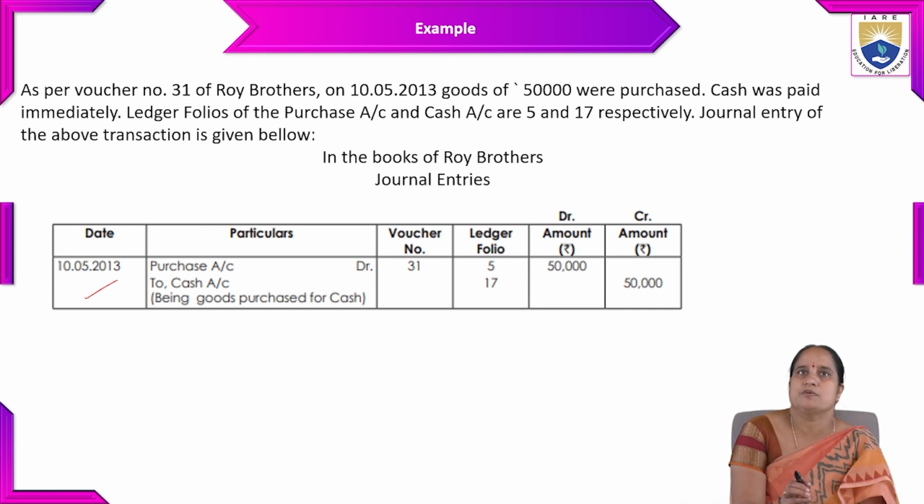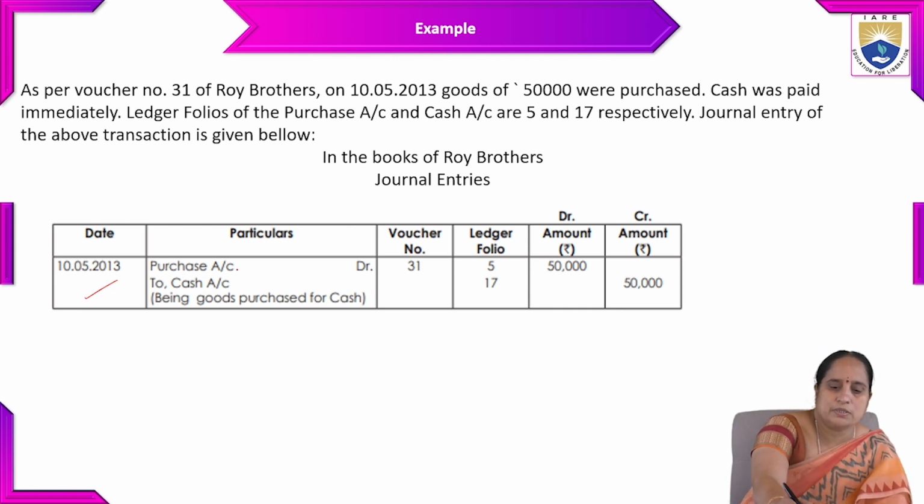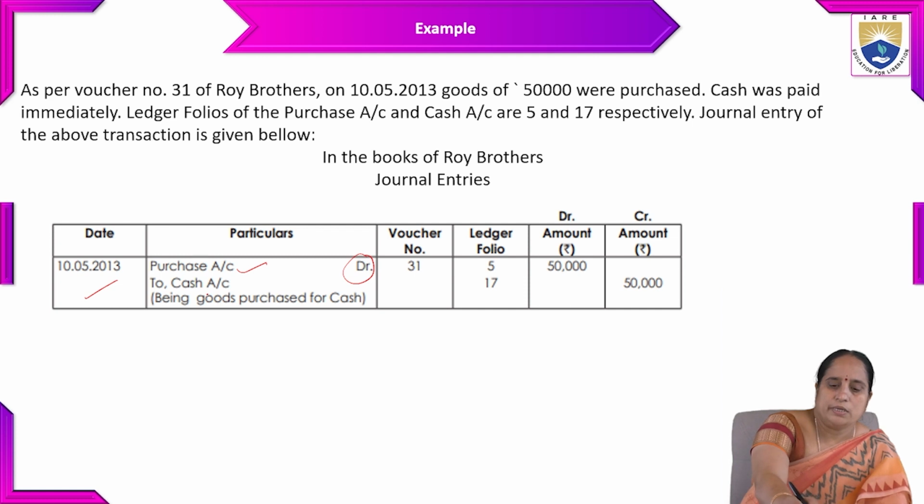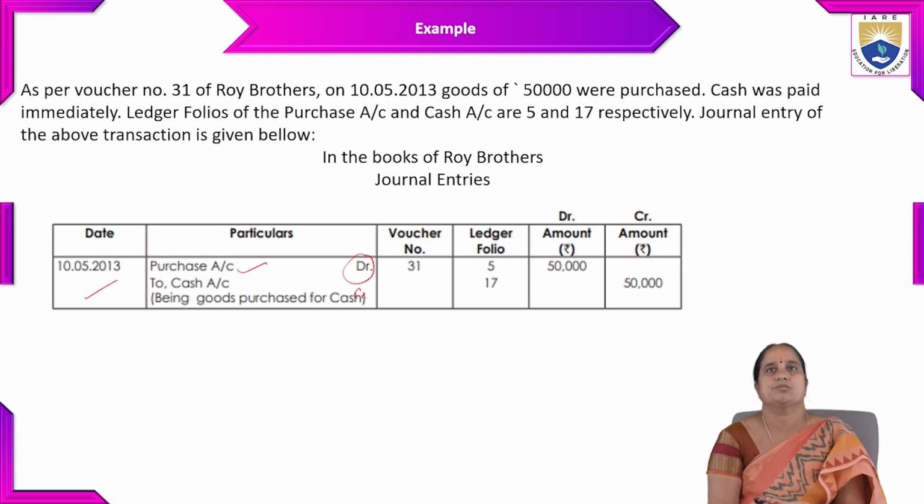And particulars, we clearly mention in the original entry: as per voucher number 31 of Rai Brothers on 10/5/2013, goods of 50,000 were purchased. As we purchase the goods, the type of account is purchase account, which is debited, increase in assets on the debit side, and cash was paid immediately. So how did we make the purchase? In the form of cash. So decrease in cash should be mentioned on the credit side.